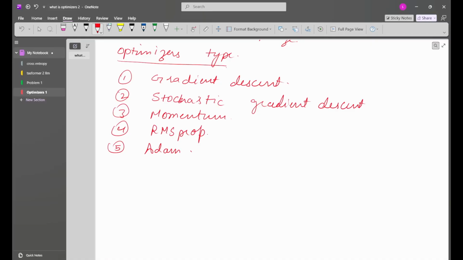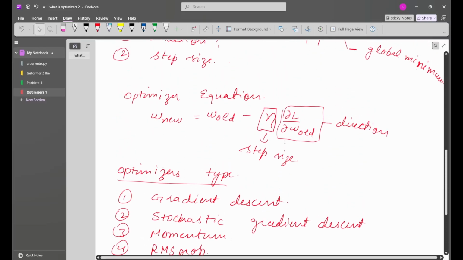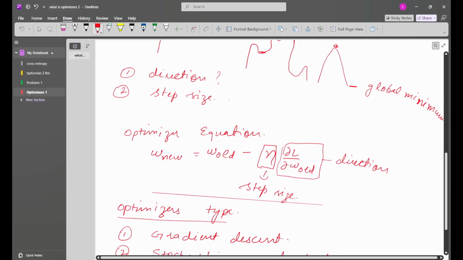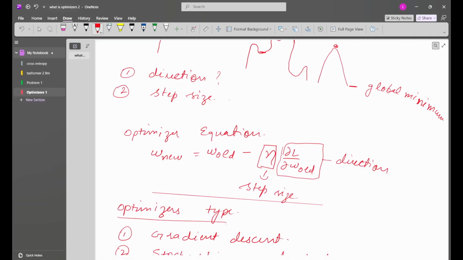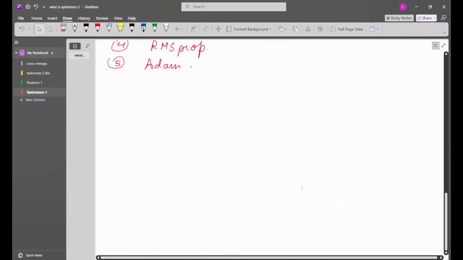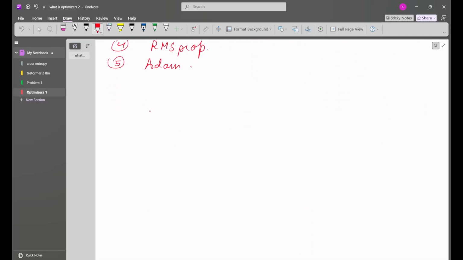So gradient descent. Every optimizer uses the same equation. There will be small tweaks, but the core of the equation will be the same. The main aim of an optimizer is to update weights in such a way that our loss will be minimum. So let's understand gradient descent. Gradient descent uses the entire dataset to compute gradients and update model weights.